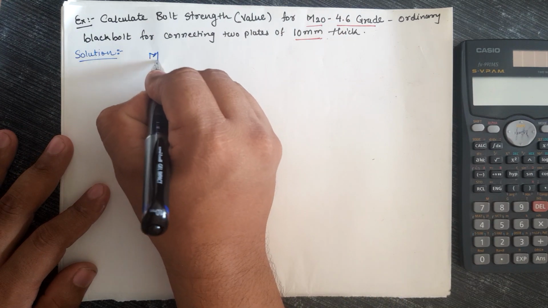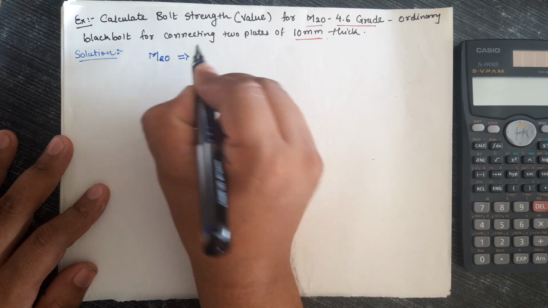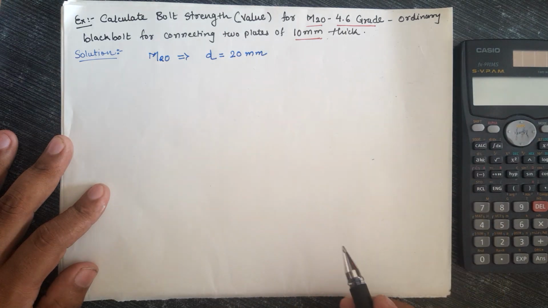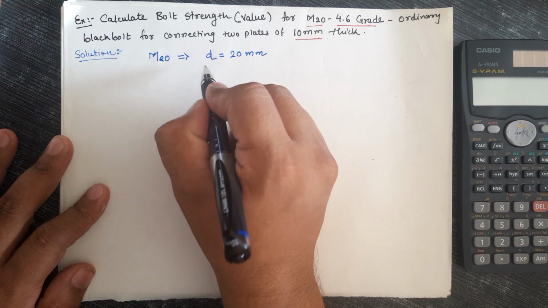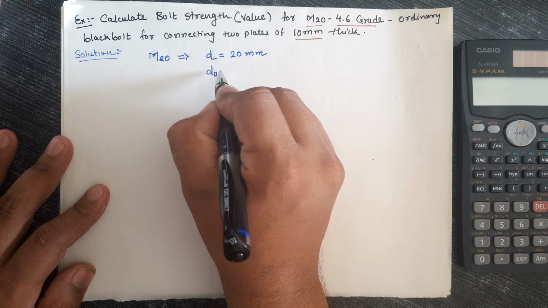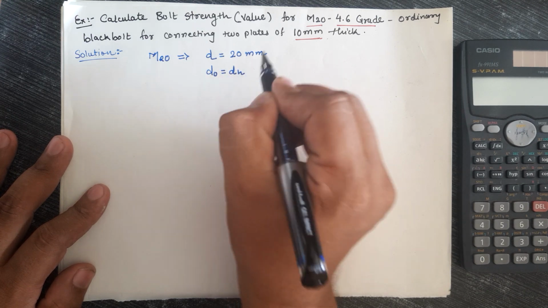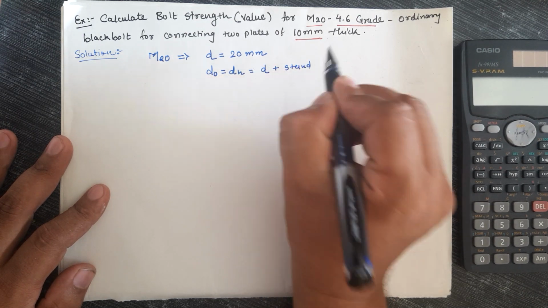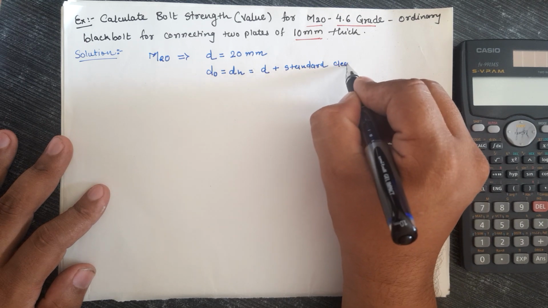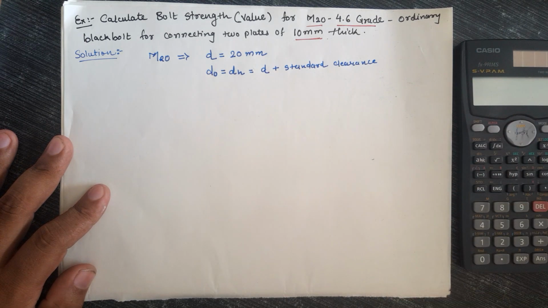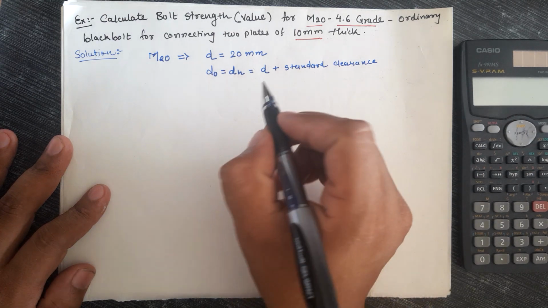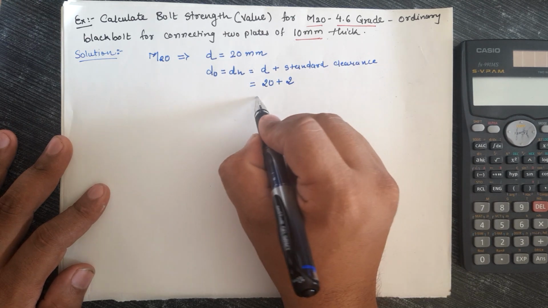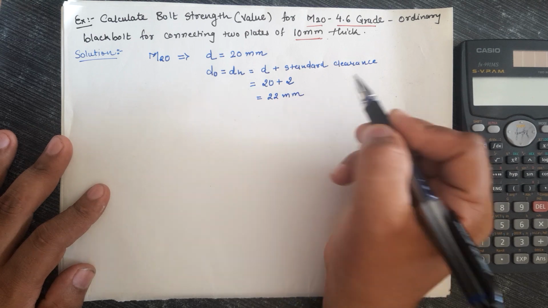M20 indicates that the nominal diameter is 20 mm, as we learned in the theory part. The diameter of the hole, indicated by D0 or DH, is equal to the nominal diameter plus the standard clearance according to IS 800. For standard clearance we have Table number 19, page number 73, in which the standard clearance for a 20 mm bolt is given as 2 mm. So the diameter of the hole is 22 mm.